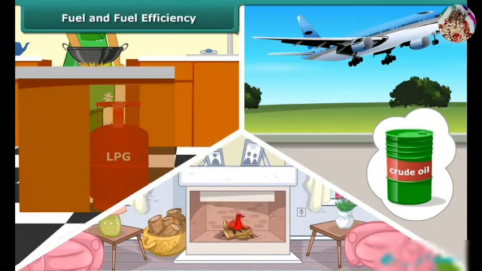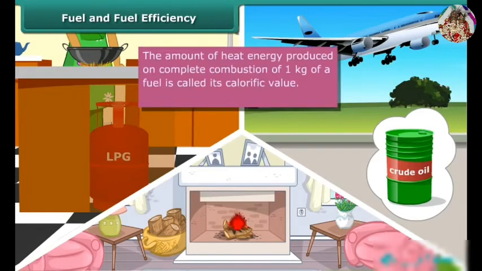All fuels do not burn efficiently. Fuel efficiency is determined by its calorific value. The amount of heat energy produced on complete combustion of 1 kg of a fuel is called its calorific value, and it is expressed in a unit called kilojoule per kg. Calorific value of LPG is more than wood or coal. That is why LPG is more efficient fuel than wood or coal.